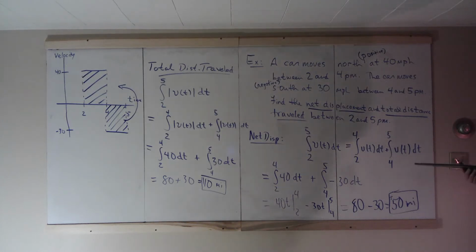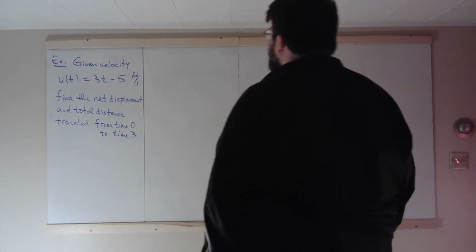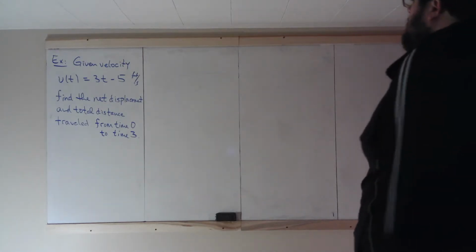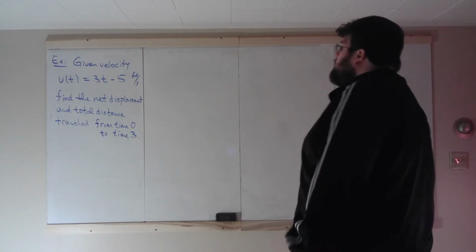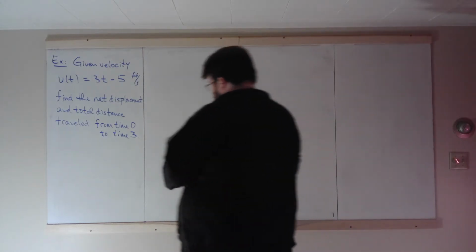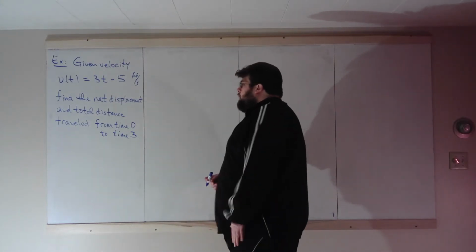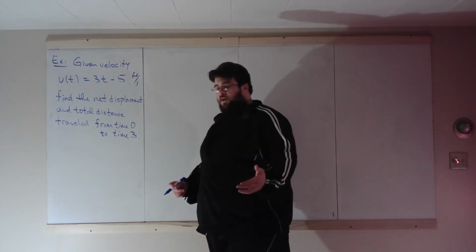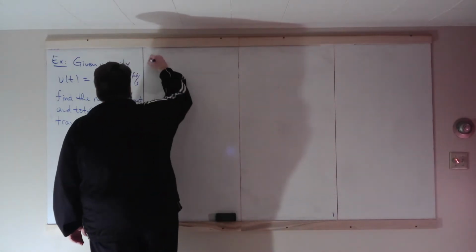Let's look at one more example with a more complicated velocity function. Given velocity v of t is 3t minus 5 feet per second, find the net displacement and total distance traveled from time 0 to time 3. Let's do net displacement first, because for net displacement, all we have to do is take the integral. Total distance traveled, we're going to have to take the integral of the absolute value, which is much more complicated, as we'll see in this example. So let's do net displacement up here.